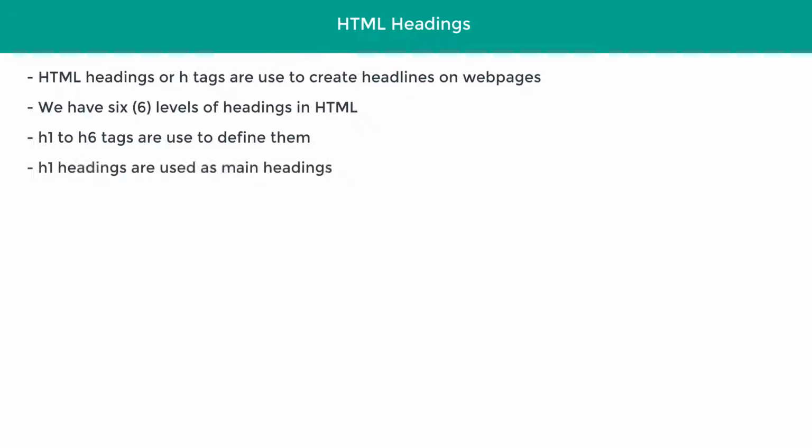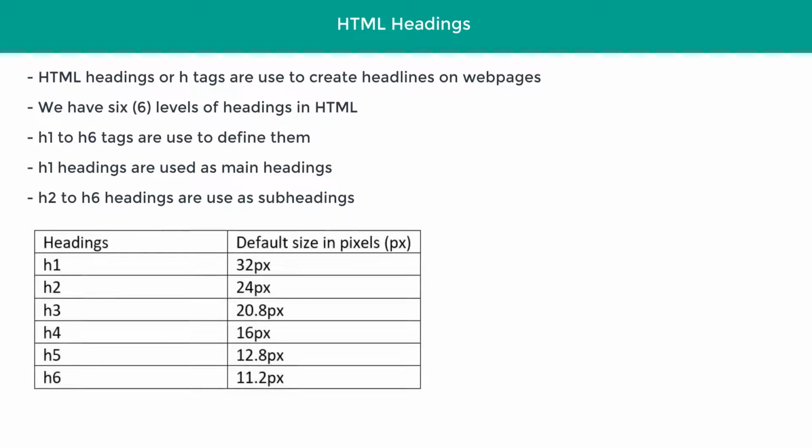H1 headings are used as main headings on web pages. H2 to H6 are normally used as subheadings. Each of the HTML headings has its own default size depending on the tag used. However, we can use CSS to change how headings appear on web pages.